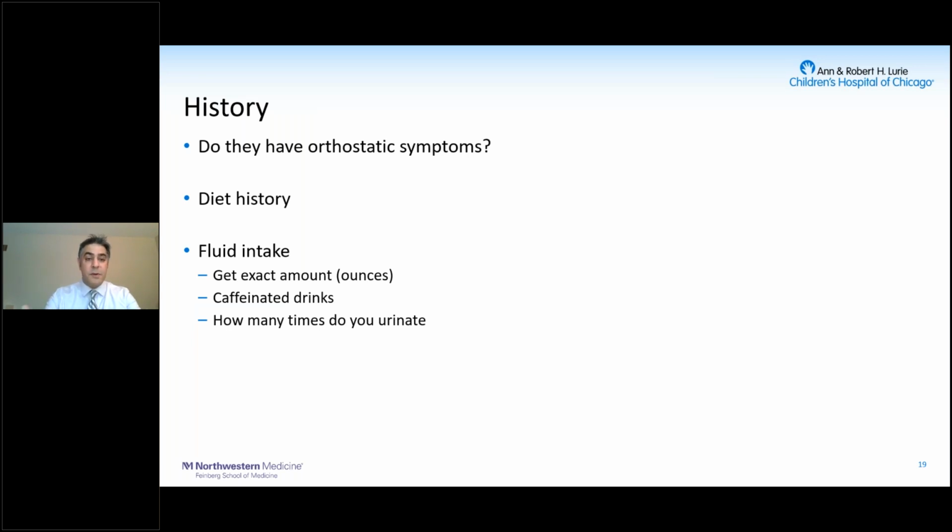And how many times do you urinate? In someone who is well hydrated, outside of their first morning void, usually a good sign of hydration is if they urinate 2 times at school and then 2 to 3 times after school at home.